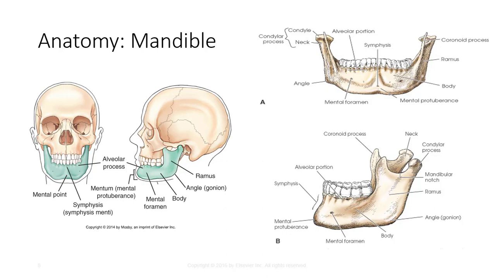The mandible has a coronoid process, which is an anterior process on the top of the ramus. The condylar process is a posterior process on top of the ramus, which articulates with the mandibular fossa of the temporal bone to form the temporomandibular joint, or TMJ. The mandibular notch is the concave area at the top of the ramus between the coronoid and condylar processes.